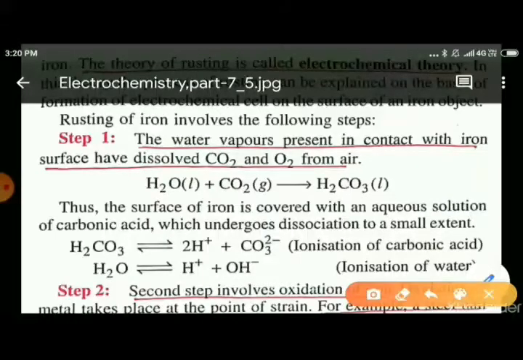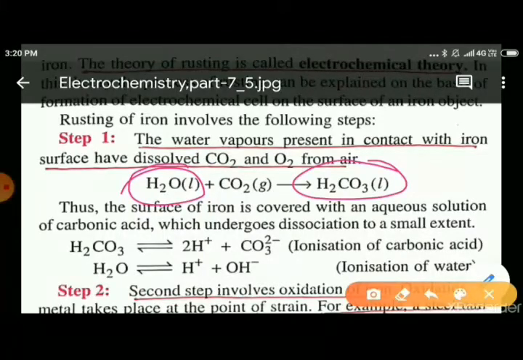Like in the first step, water vapor present in contact with the iron surface has dissolved CO2 and O2 from air. So, the water in vapor form present at the iron, that is, at the particular metal, also reacts with carbon dioxide to form carbonic acid, H2CO3. Now, the surface of iron is covered with an aqueous solution of carbonic acid.